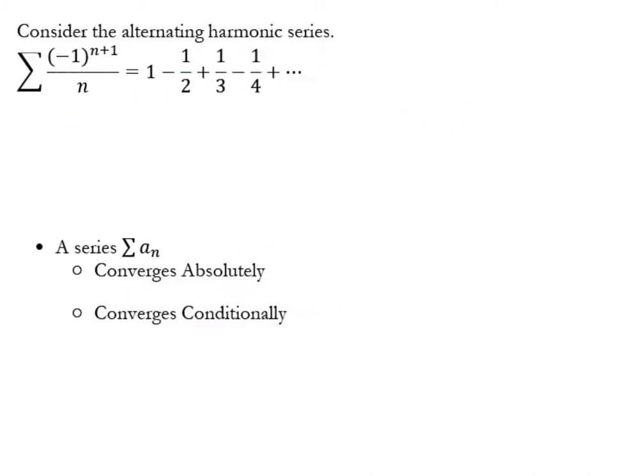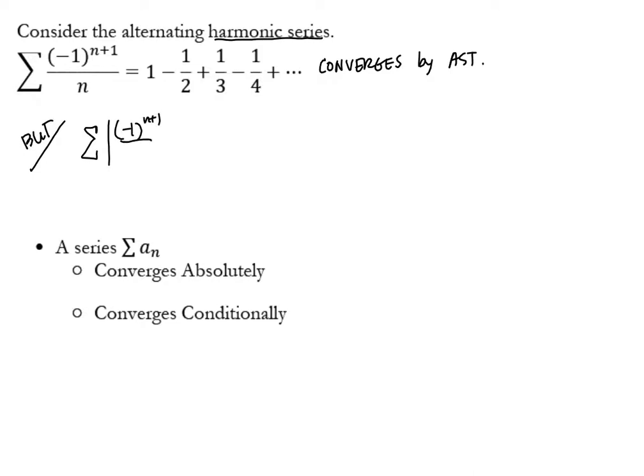Now that we are a little familiar with the alternating series test, let's look at this particular series. We already showed in example 1 that this alternating harmonic series converges by the alternating series test. However, if we were to look at the absolute value of this series, the absolute value of negative 1 to the n plus 1 over n, that's the series 1 over n. That guy is a divergent p-series.